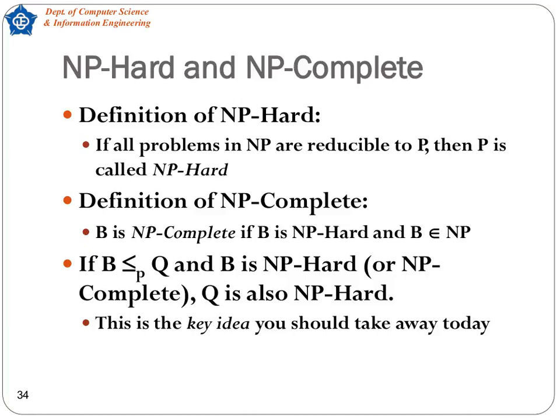And here's the big takeaway. Hardness is preserved under polynomial time reductions. So if you can reduce a known NP-hard or NP-complete problem B to another problem Q, then Q inherits NP-hardness as well.